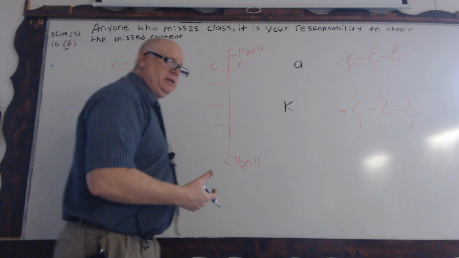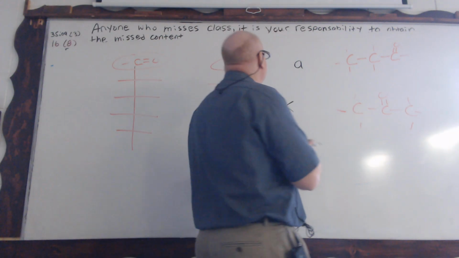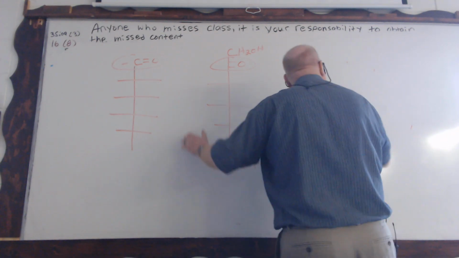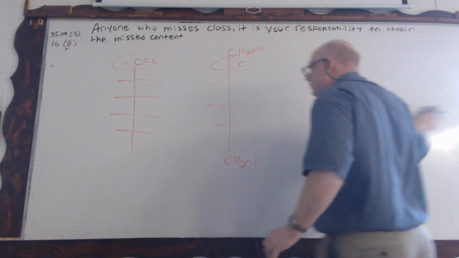So then it's the differences in where these OHs are bonded on here that gives you the different types of shapes. Okay?